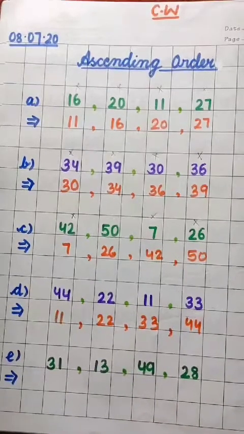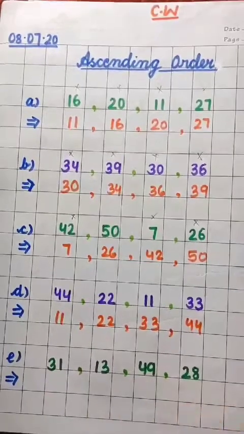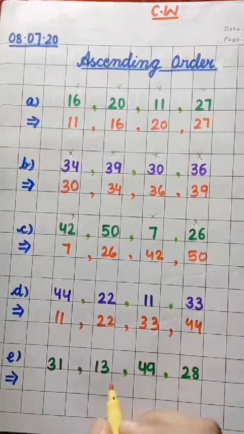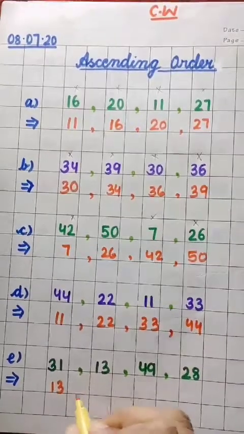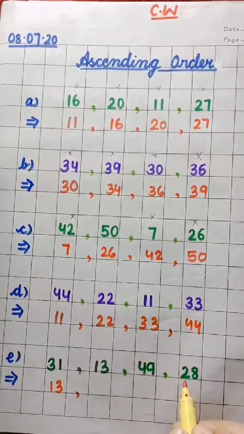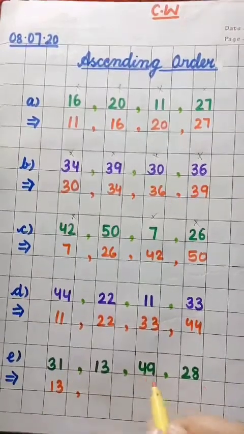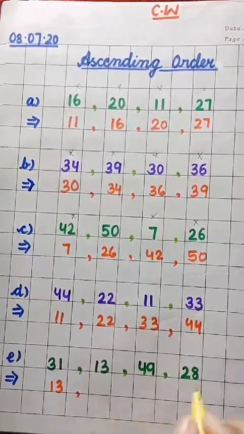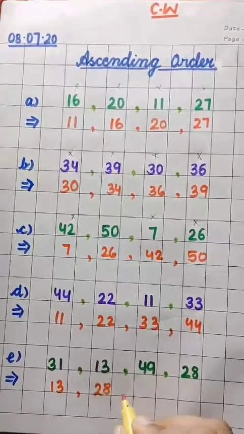And last we have 31, 13, 49 and 28. Now see which is the smallest number over here, which is starting from 1, right? There is no single digit. So first of all we'll see this. This is starting from 1. So we'll write 13, then this is starting from 2, then 3, then 4. So after 13 we'll write 28.